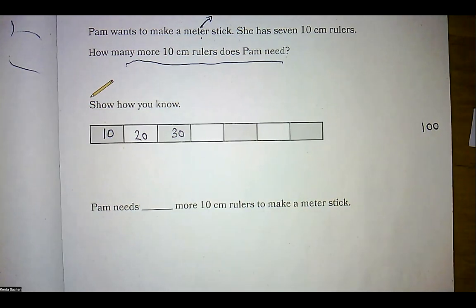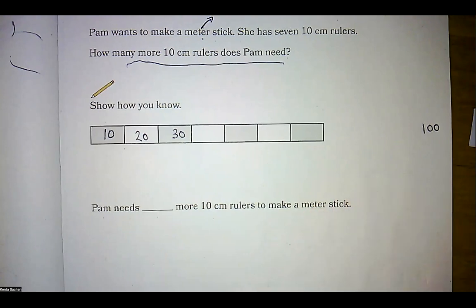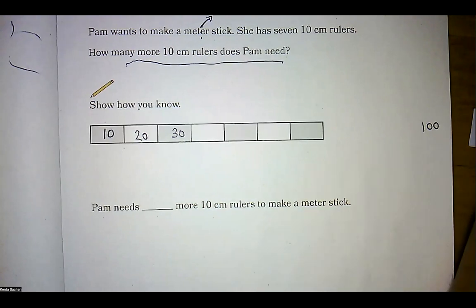Okay, I want you to work on this for 5 minutes by yourself. If you finish early, you can raise your hand. Okay, so we can go to work, and then we'll talk about the answer after.